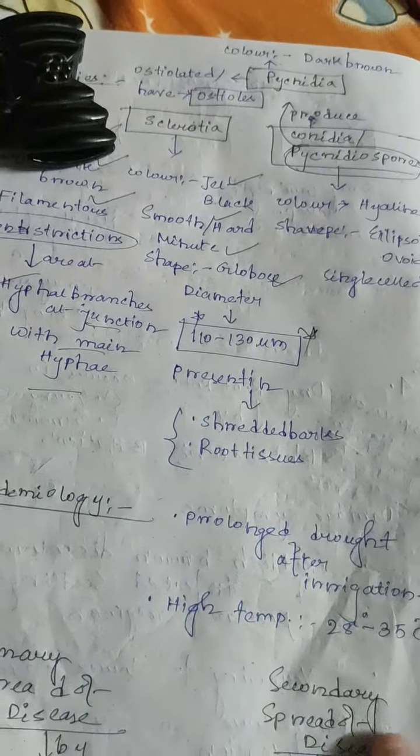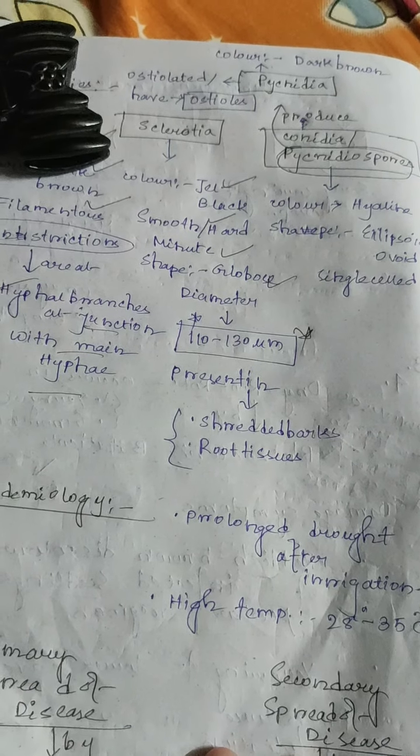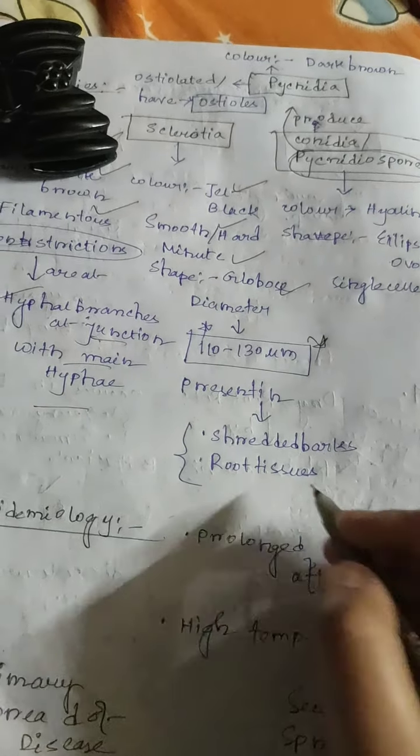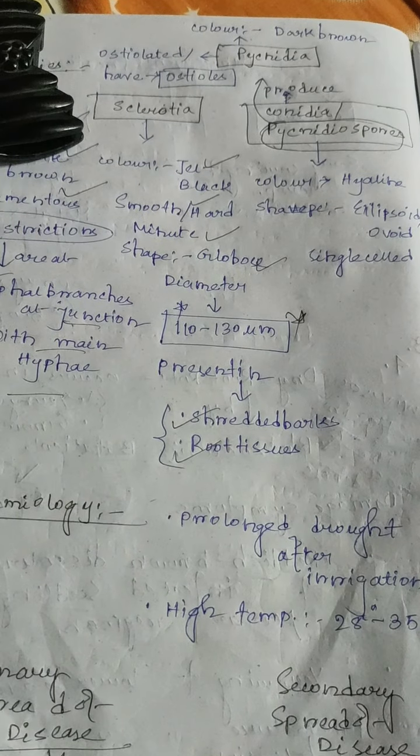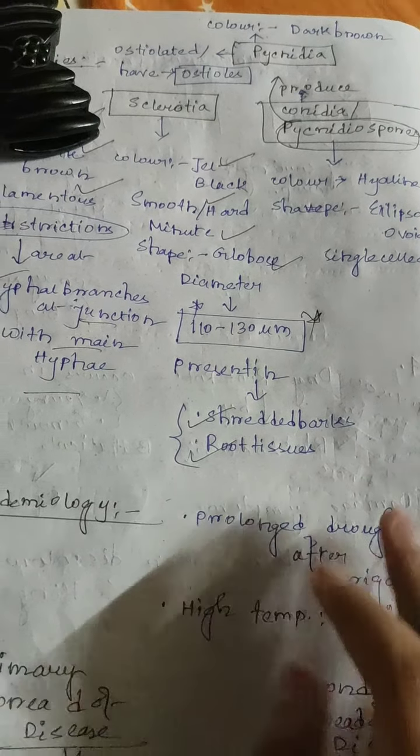In the case of dry root rot of Bengal gram or chickpea, 110 to 130 micrometer. This sclerotia is present in the shredded barks and root tissues.